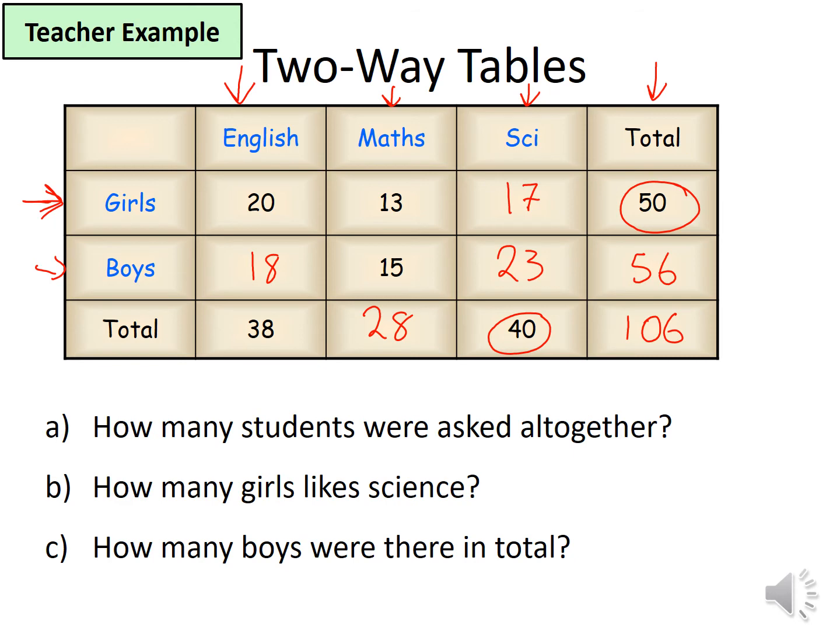Okay, let's answer these questions below. How many students were asked altogether? Altogether, there were 106 students asked altogether.